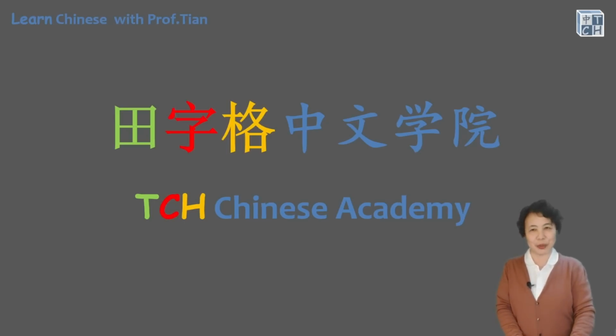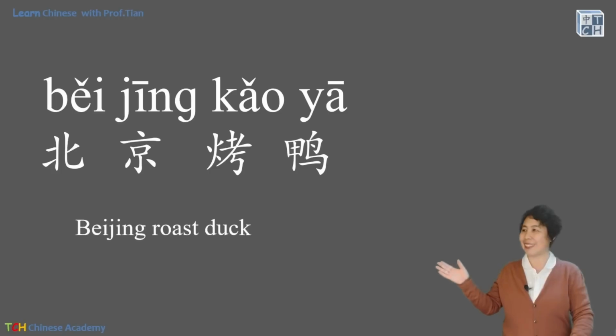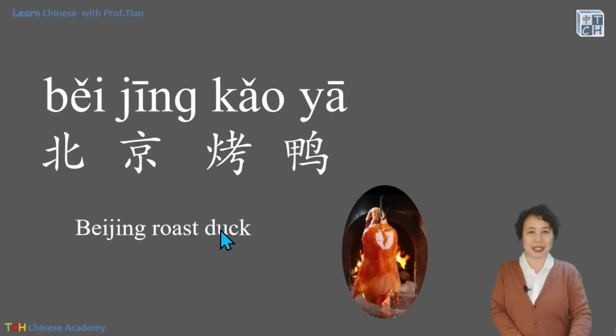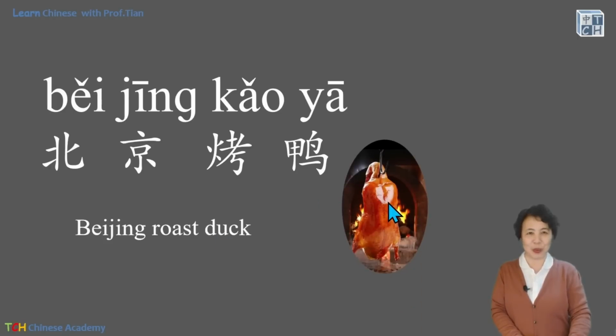In today's video, we're going to talk about a very typical Chinese dish. This dish is very yummy and often is served at state banquets. So what is that? It is 北京烤鸭, the Beijing roast duck. It looks like this when it is prepared in the oven.